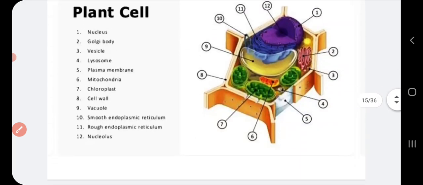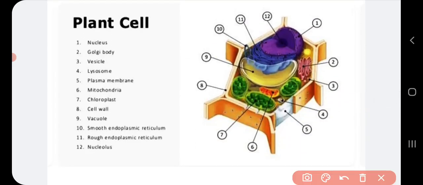Now we will move to the plant cell. The nucleus, this first one, is the same in the plant and animal cell. All parts are the same, but their places are changed from one place to another. Golgi bodies are this, and the vesicle is also present as a small one. Lysosomes are this, and the plasma membrane is this silver sheet. Mitochondria is this orange structure, and the chloroplast is this green structure, the green balls.